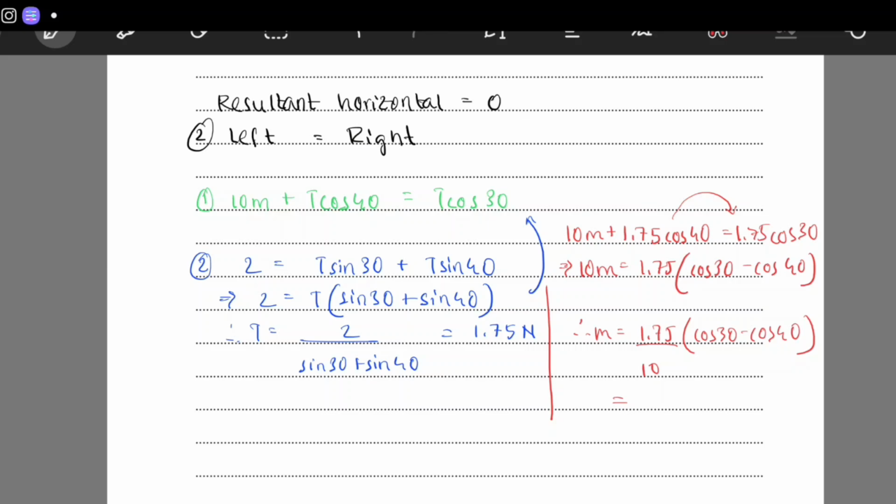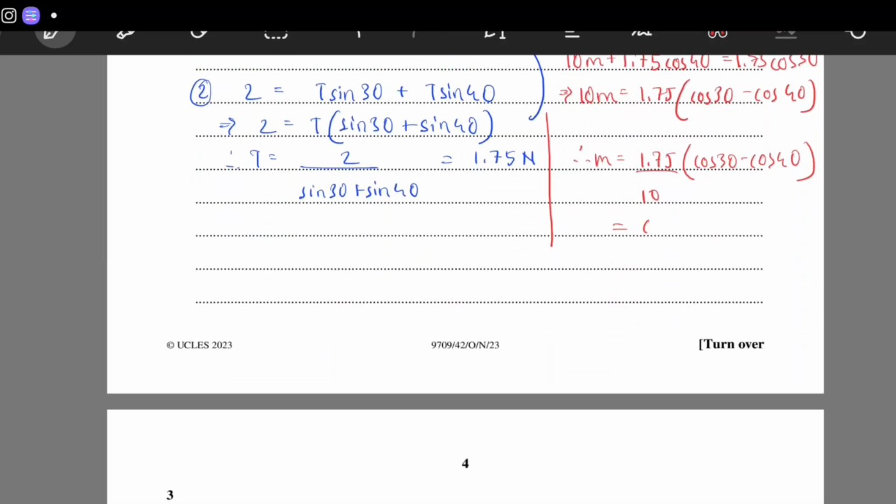So the answer is 0.17497. So rounding it to 3 significant figures as required by our syllabus, it will be 0.0175 and the units kg. So this is the mass of the ring.